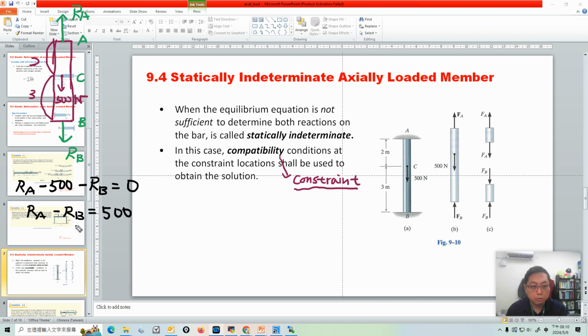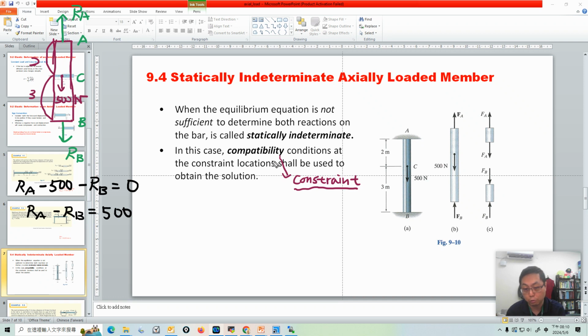We use rigid body equilibrium and get this equation. But when we look back at the problem description, we only have this one equation to use. Of course, we cannot use one equation to solve two unknowns, so we have to find another equation to solve the problem. That's called statically indeterminate. When the equilibrium equation is not sufficient to determine both reactions on the bar, it's called statically indeterminate.